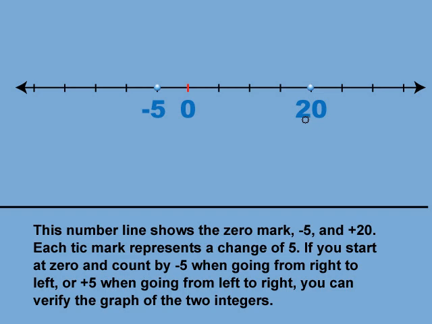Since each tick mark represents +5 when going from left to right, the vertical distance is 25 as shown here. You've seen how absolute value is the distance between any 2 points on an integer number line. The technique used to find the distance involved counting the tick marks and knowing the value of each tick mark increment.